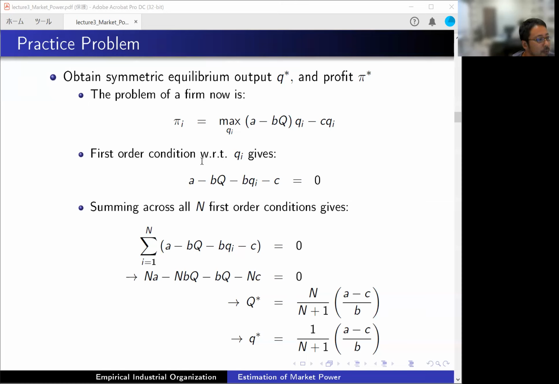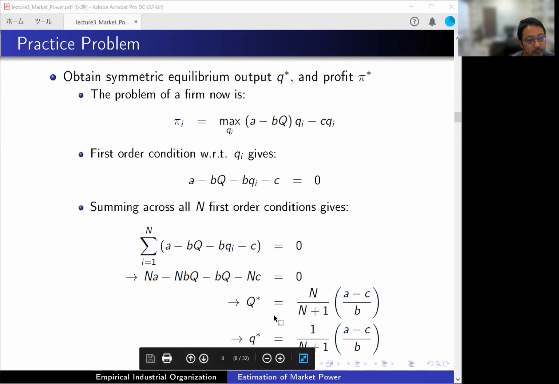We can sum up the n first order conditions to get the aggregate first order condition shown here, which is a function of aggregate output only. Then you can solve for the equilibrium aggregate output capital Q star. Since the equilibrium output level is symmetric, dividing the aggregate output Q star by n gives the equilibrium output level for each firm, denoted by q star at the very bottom.